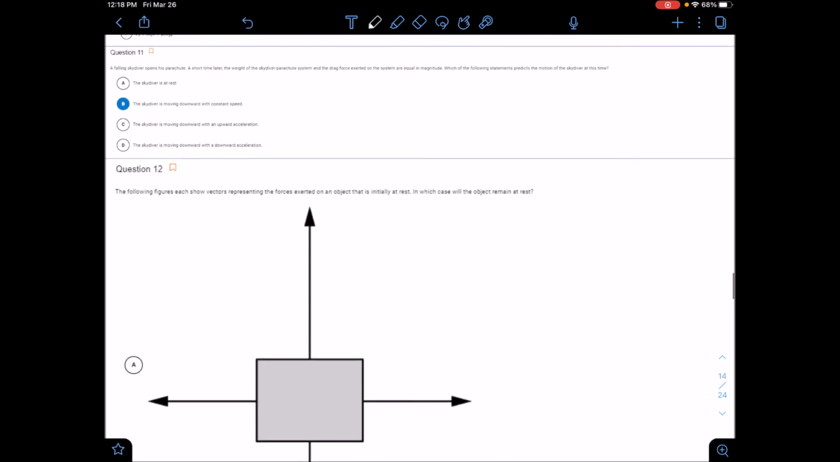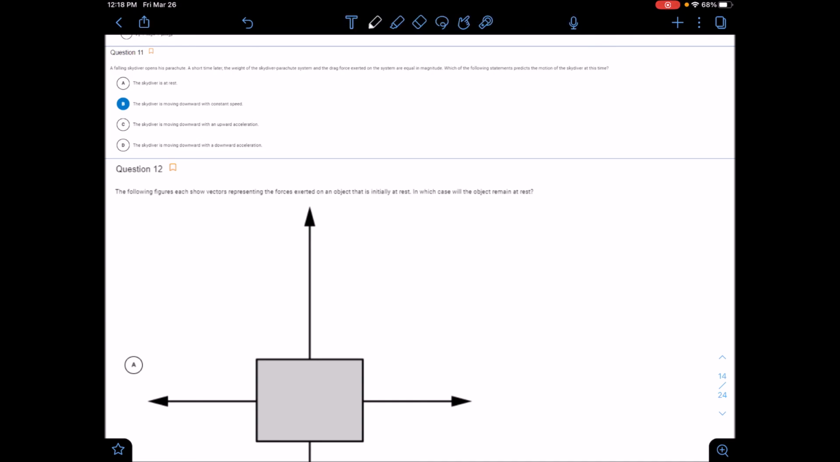Question number 11. A falling skydiver opens his parachute. A short time later, the weight of the skydiver parachute system and the drag force exerted on the system are equal in magnitude. Which of the following statements predicts the motion of the skydiver at this time?